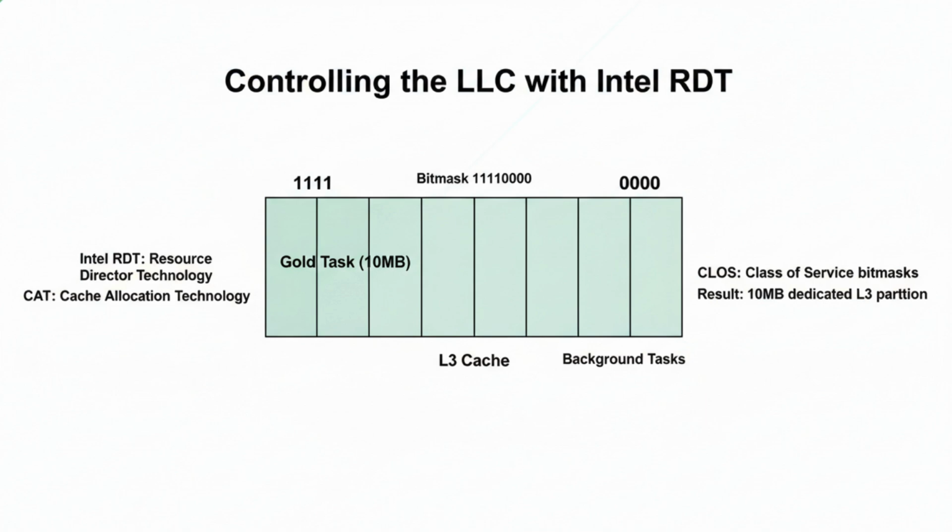Modern Intel processors support RDT, or Resource Director Technology. Specifically, Cache Allocation Technology, or CAT, allows us to hardware partition the L3 cache. Instead of all processes competing for the same 45 megabytes of LLC, we can dedicate 10 megabytes exclusively to our high-priority gold tasks. This prevents best-effort tasks from evicting critical data. CAT uses class of service, or CLOS, masks to define which cache ways a core can fill. By configuring 12-way associativity masks, we can effectively create a hardware sandbox for our memory-intensive applications, ensuring deterministic performance regardless of background noise.